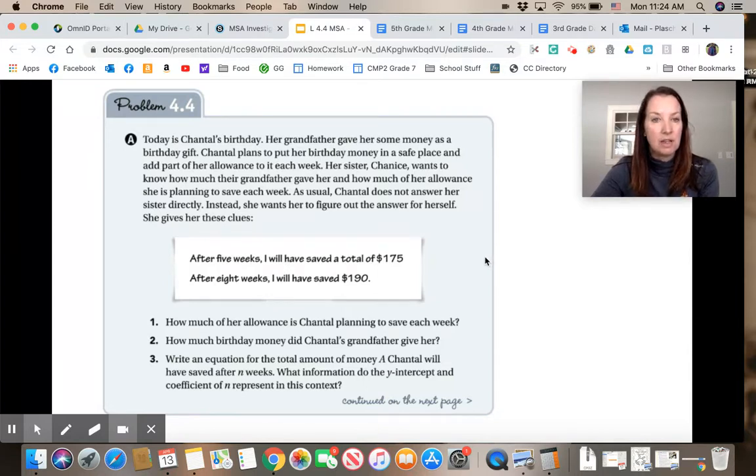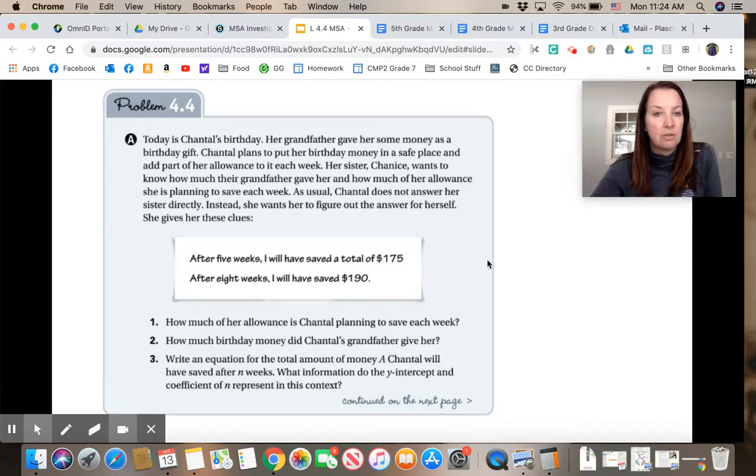So the first one is Chantal's birthday. Her grandfather gave her some money as a birthday gift. Chantal plans to put her birthday money in a safe place and add part of her allowance to it each week. Her sister Shanice wants to know how much their grandfather gave her and how much of her allowance she is planning to save each week. As usual, Chantal does not answer her sister directly. Instead, she wants to figure out the answer for herself.